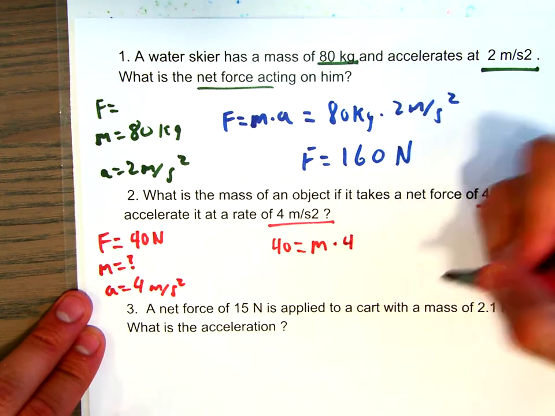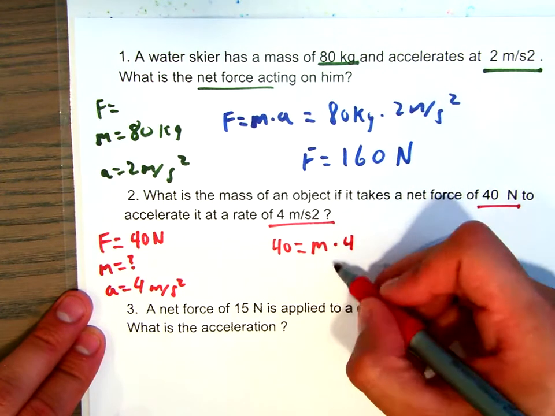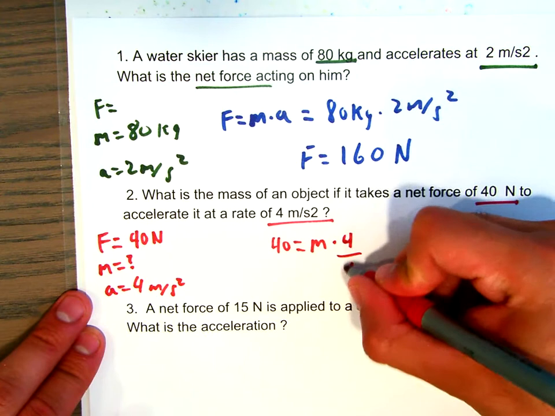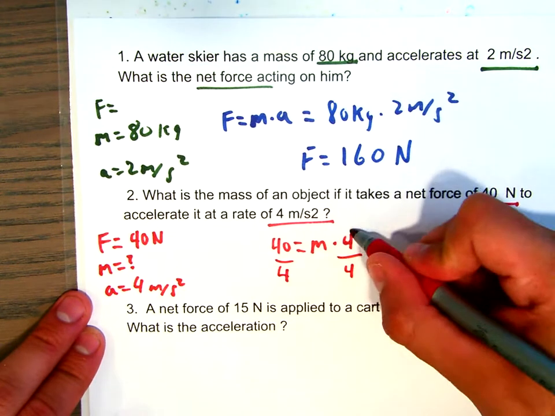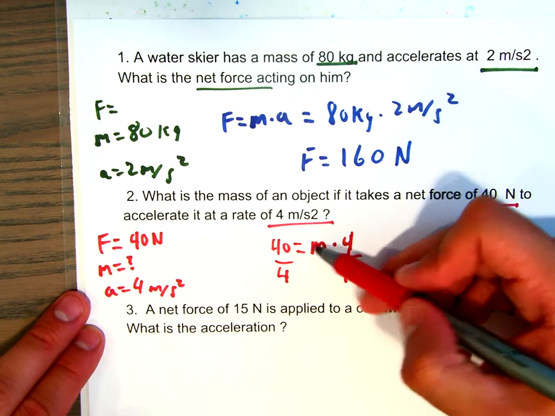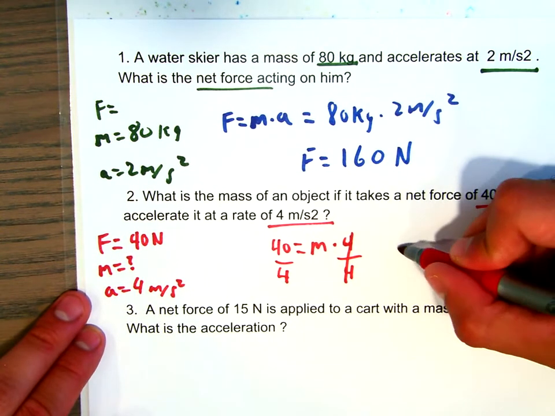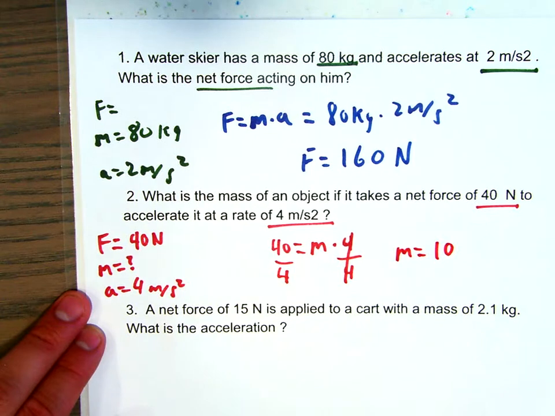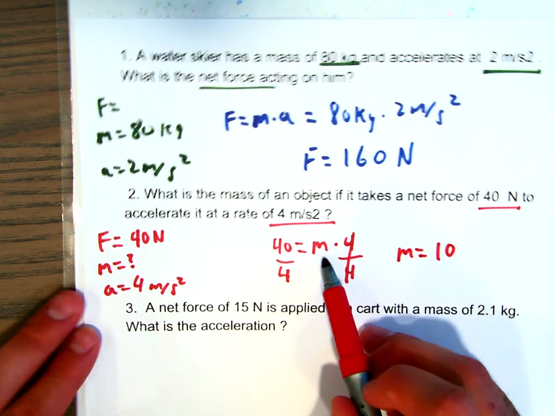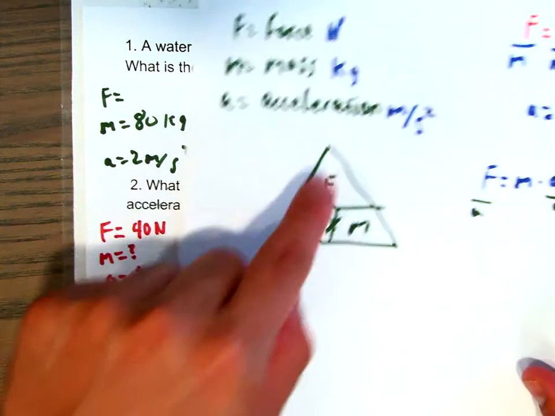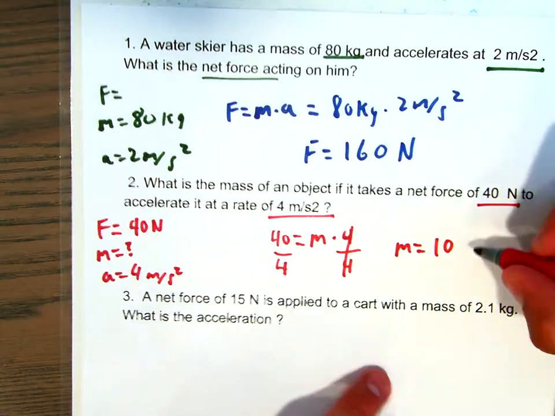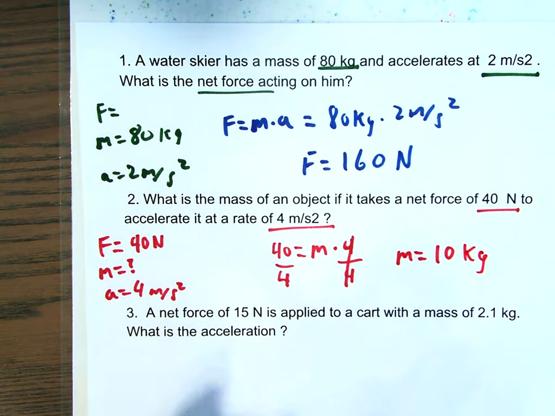All right, so if I want to get this to the other side, I have to do the opposite of times 4. So it's divided by 4, divided by 4. This cancels, and that gives me my answer. Mass equals 40 divided by 4. 40 divided by 4, that's just 10. What are my units? Well, I was looking for mass. My units for mass are kilograms. Okay. All right, let's keep moving on here.